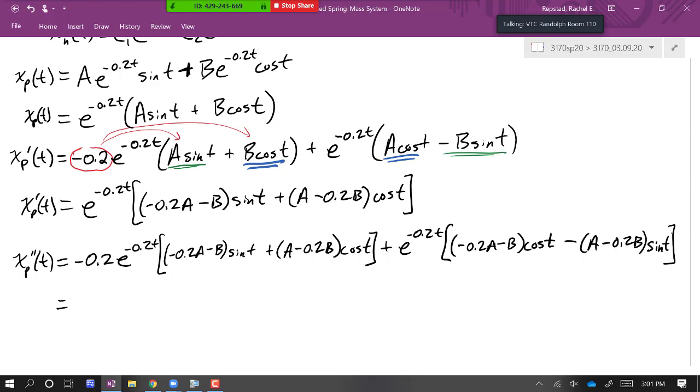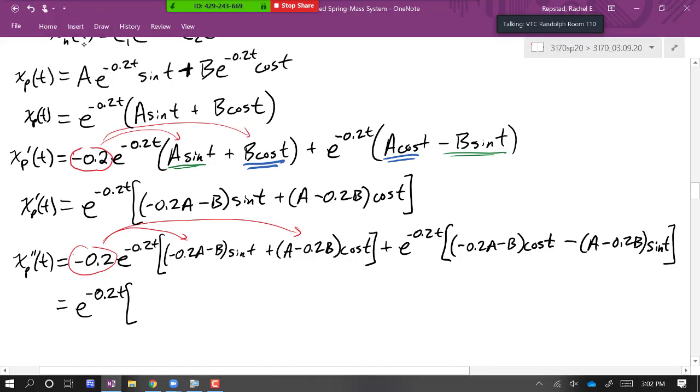Okay, we're going to simplify this. We're going to grab the factor of e to the minus 0.2t, put it outside like we did on all the other ones. And now I'm going to do what we did before. I'm going to gather my coefficient on sine overall and my coefficient on cosine, keeping in mind that we're going to distribute this factor of negative 0.2 through that first set of brackets.